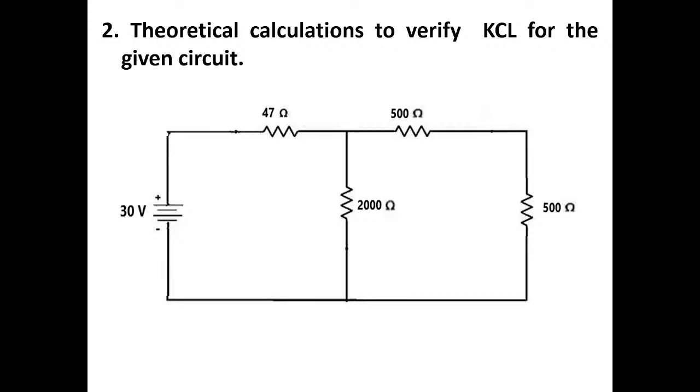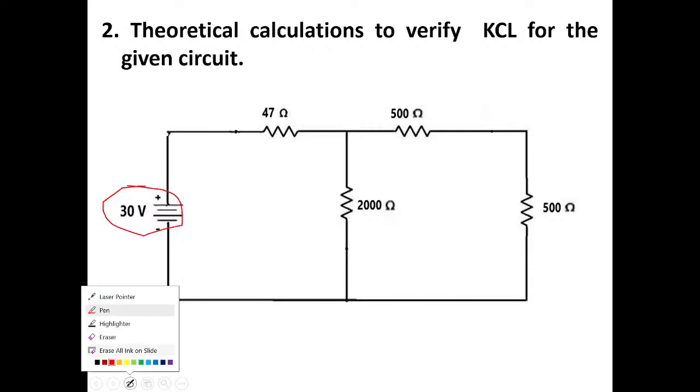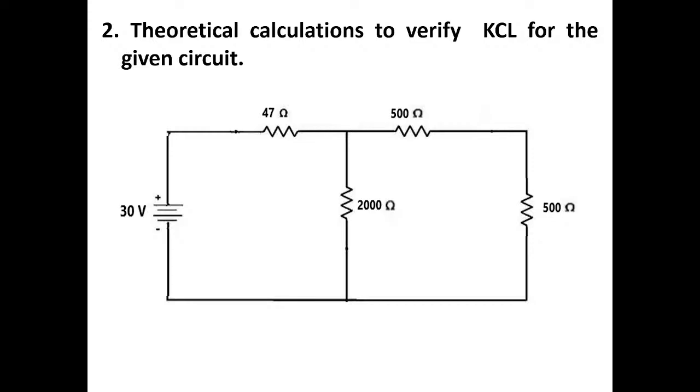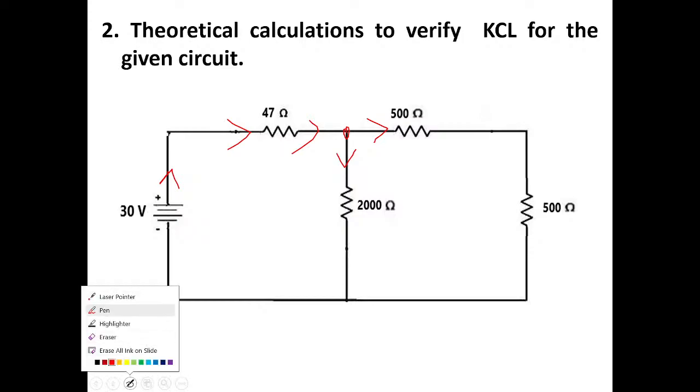So here you just observe. This is the only voltage source that is available in the circuit. Given circuit, there is only one voltage source. So from positive terminal, current will come out. It will flow like this. It will flow like this. It will flow like this. You can see there is a junction here. At this junction, what will happen? Current will divide. So the junction where current divides, you can call it as a node.